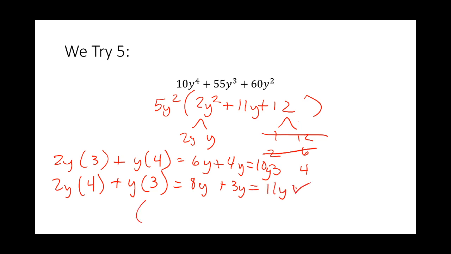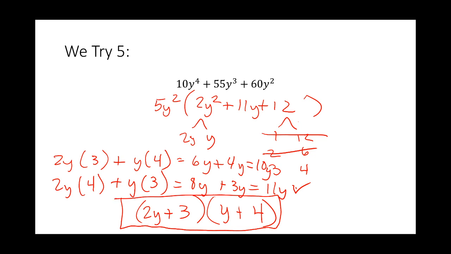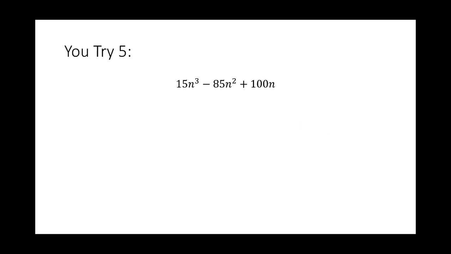Awesome. Now we just got to put them in parentheses and we're done. 2y and y go in opposite parentheses. The 4 goes with the y. The 3 goes with the 2y. And we're done. Whew. Go ahead and try this one on your own, and I'll see you in a second.